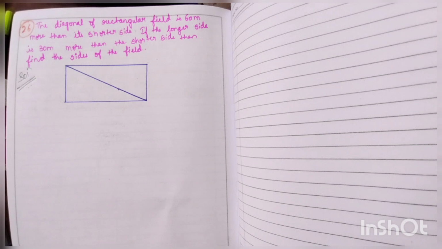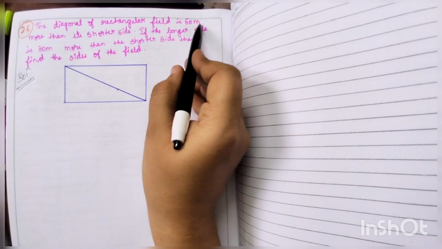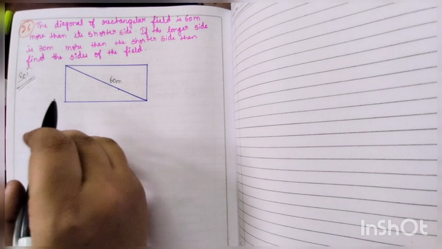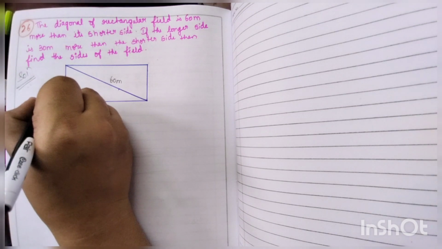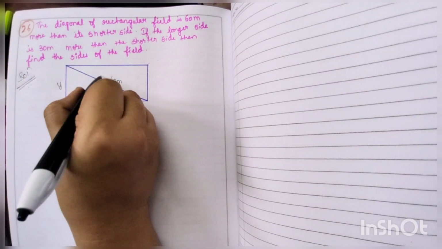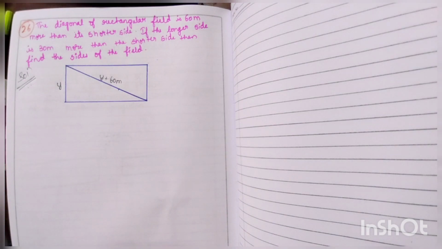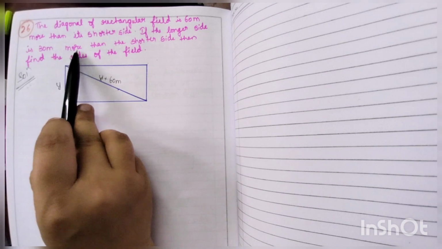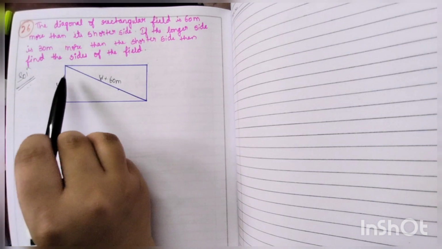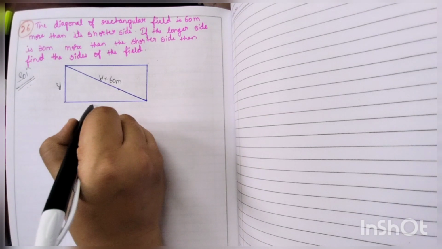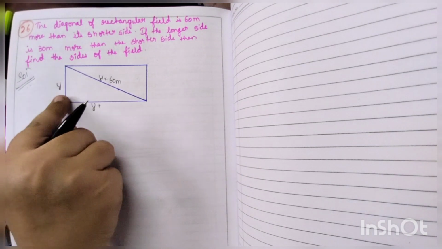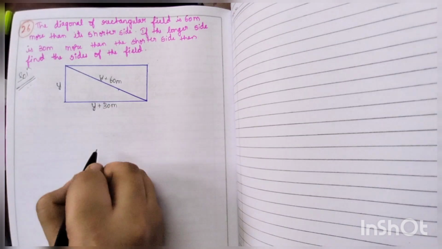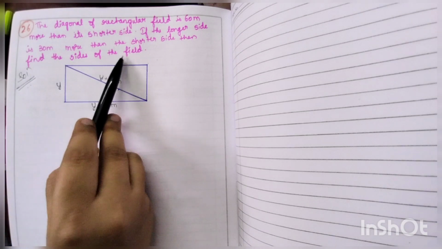Now they have told that the rectangle's diagonal is 60 meter more, correct? So now we don't know this side, so we'll just assume this as y, so this will become y plus 60, correct? So now if the longer side is 30 meter more than the shorter side, including this and including this, it will become 30 meters more, correct? Then now find the sides of the field.